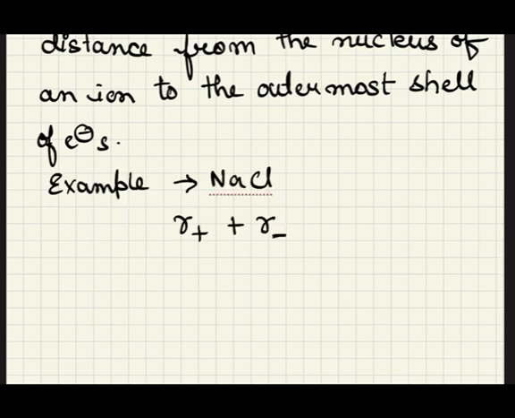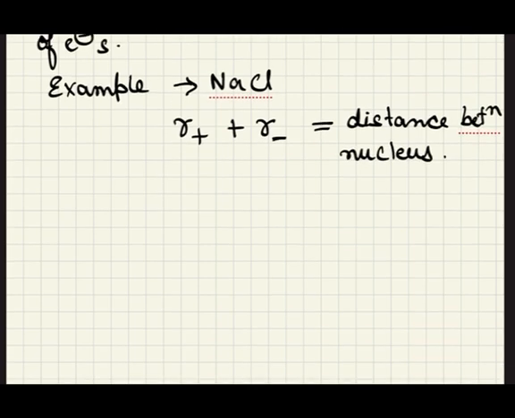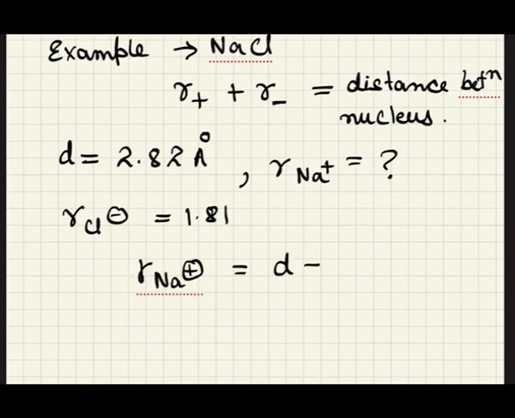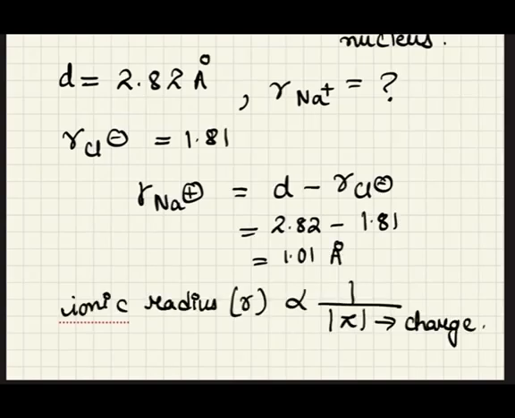Example sodium chloride. If the distance is 2.82 angstrom, then we can find out the radius of Na+. Ionic radius is inversely proportional to the charge.